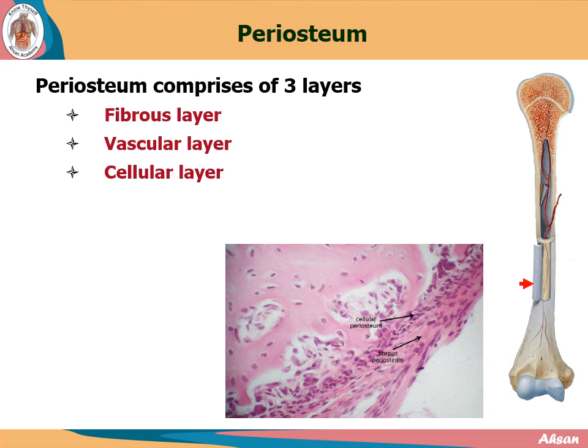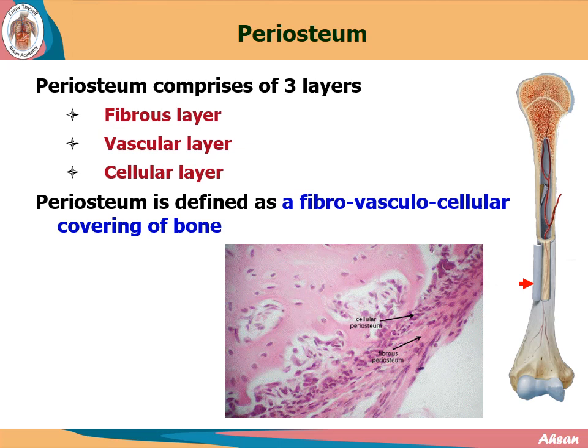The fibrous layer protects the bone, the vascular layer is the source of nutrition, and the cellular layer helps in the formation of bone. This helps in growth in diameter, in breadth. That's why we usually define periosteum using the terminology that it is a fibrovasculocellular covering of the bone.